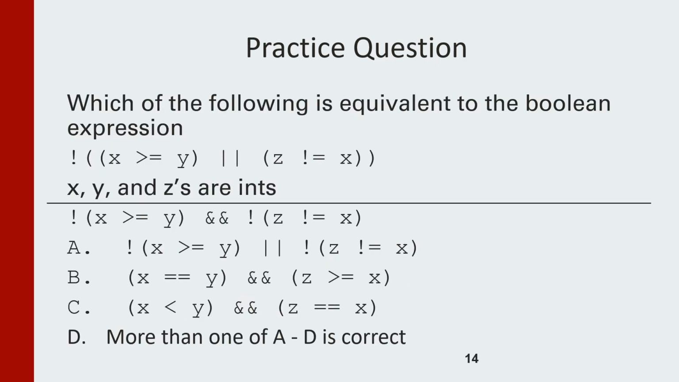And then finally, here's a sort of De Morgan's law type of question. Which of the following is equivalent to the Boolean expression not, and then inside parentheses, I have 2 Boolean expressions, x greater than or equal to y, and then z not equal to x, and those are split up by an or, where x, y, and z are all meant to be ints. So take a moment to try out De Morgan's law and see what that gives you.